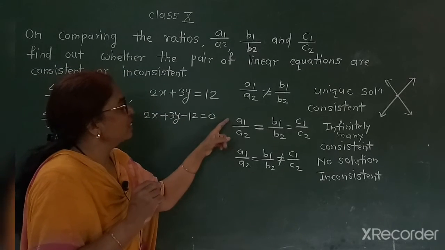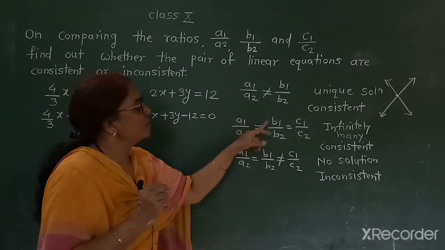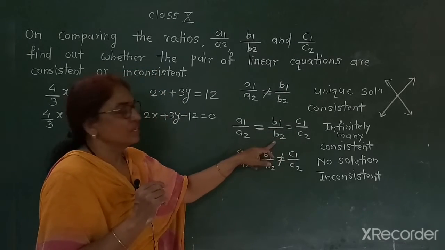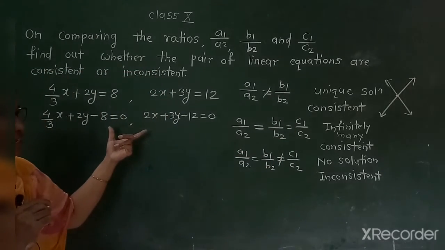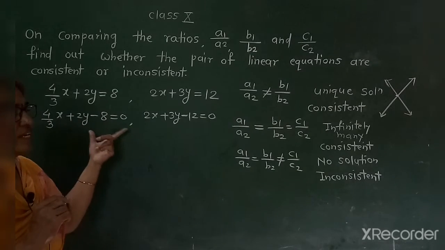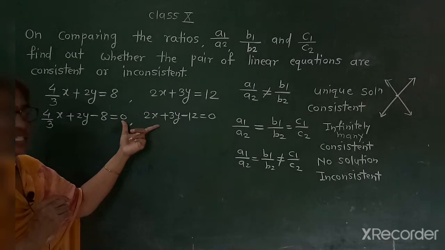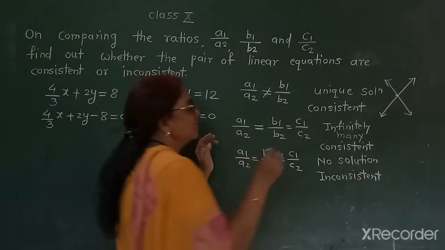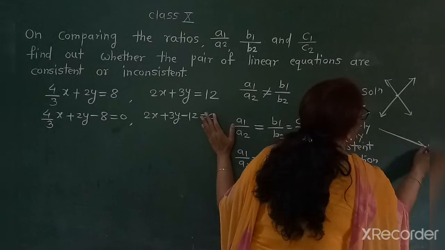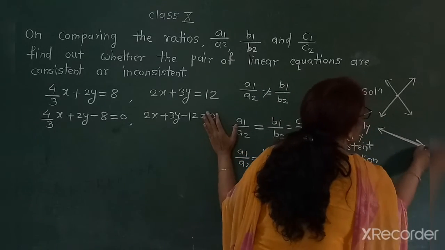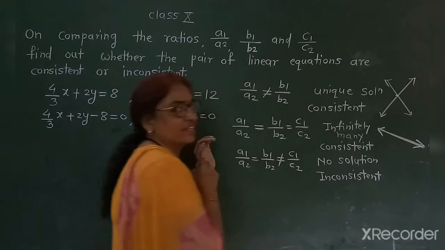Second condition, A1 upon A2 equal to B1 upon B2 equal to C1 upon C2. In this case, the system has infinitely many solutions. That means this system is consistent, and in that case their lines will be coincident. अगर ये फर्स्ट लाइन है तो उसी लाइन के ऊपर और सेकंड लाइन भी आएगी.